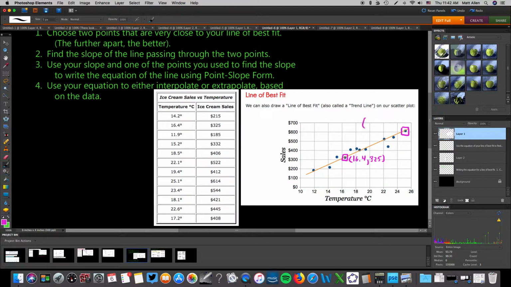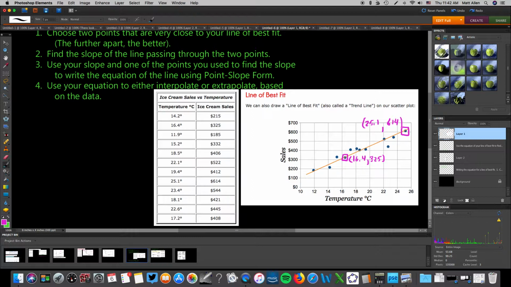And up here on this point, this was our final data point, so the highest temperature. I think 25.1 looks like the highest temperature here. 25.1 degrees produced looks like $614 in sales. So the first thing we do is choose 2 points that are really close to this line, and then we're going to use these 2 points to help us write the equation of this line.